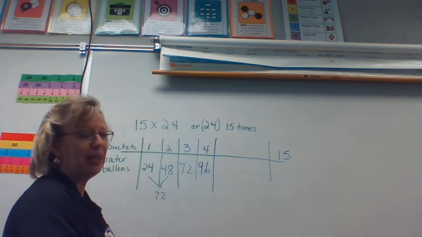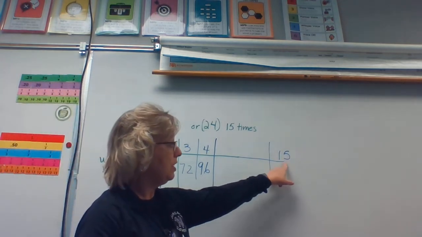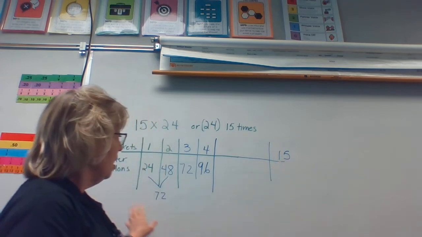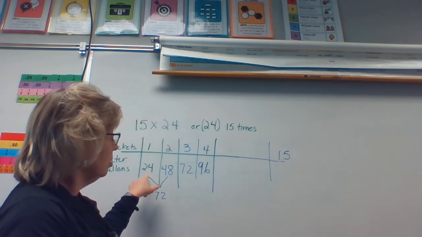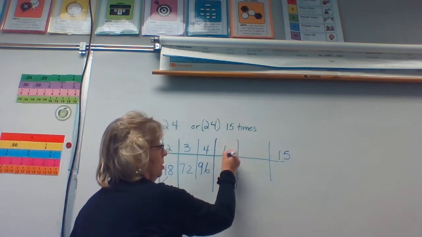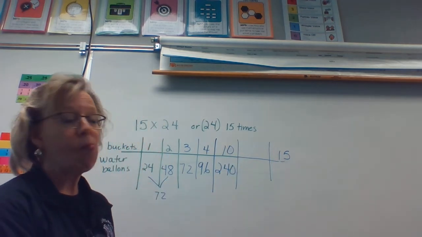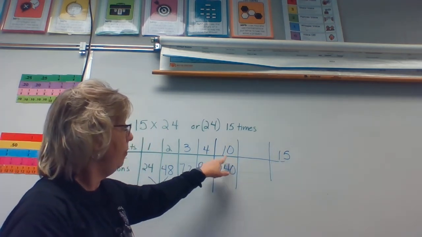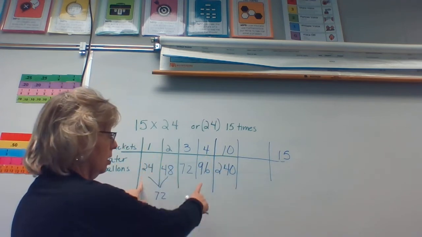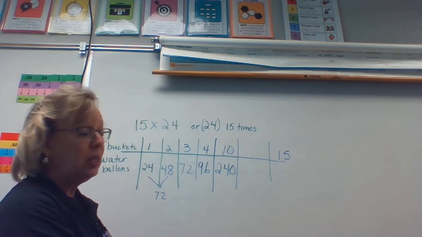Now I could keep doing this, but that's going to take a long time just to keep adding by 24, and I have to get all the way to 15. Well, I know 15 is a 10 and a 5. So I could take, well, 24 times 10. I'm just going to jump to my 10, and I would have 240. Okay, so I've got 10. Oh, I could take a 4 and a 1, which would also, by adding those two, I could figure out how much 5 times 24 is.